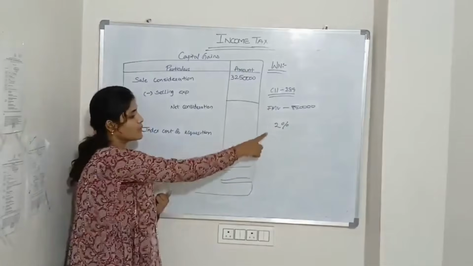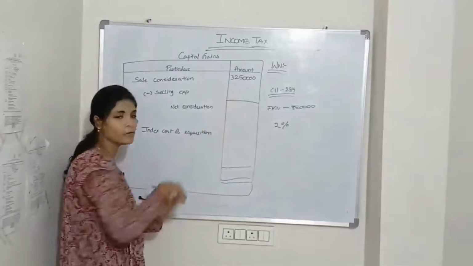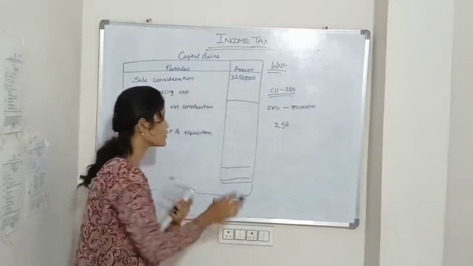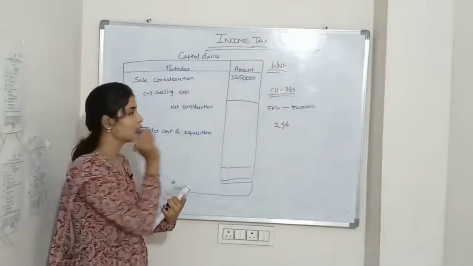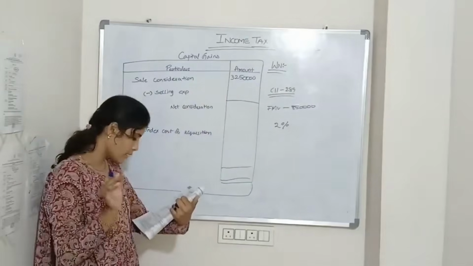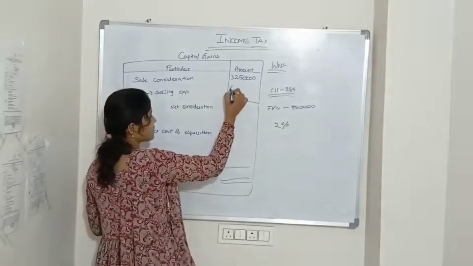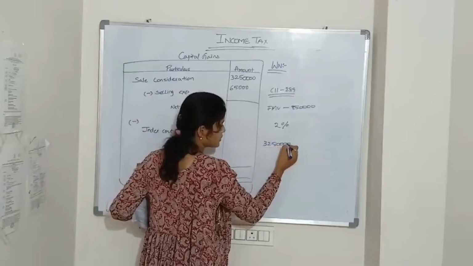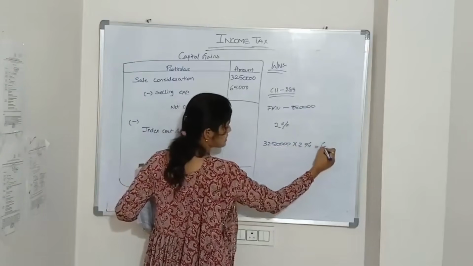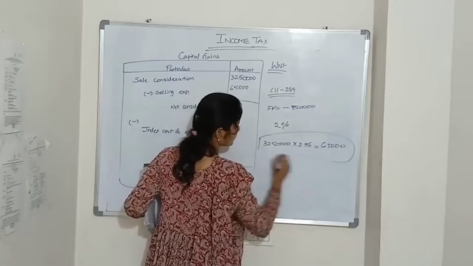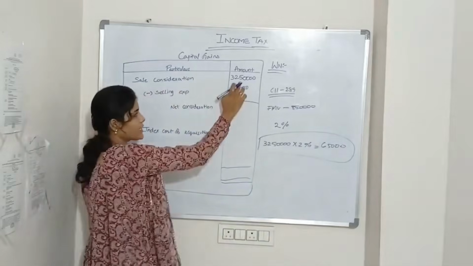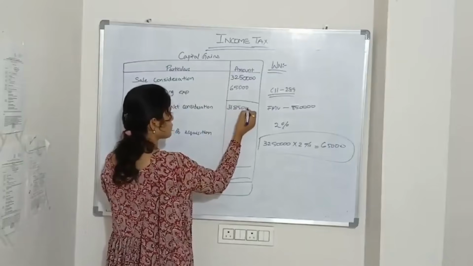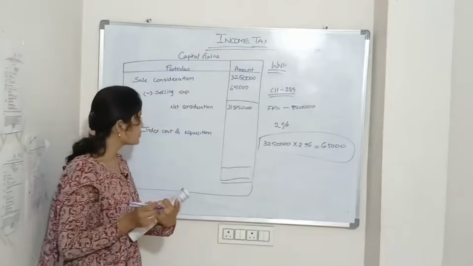Selling expenses are 2%, and that 2% you need to calculate on the 32,50,000. Whenever selling expenses are given as a percentage, you calculate them on 32,50,000. 32,50,000 into 2% means 65,000. That amount only I am writing here. If you deduct this amount from 32,50,000 you will get 31,85,000. Got it? That's it.